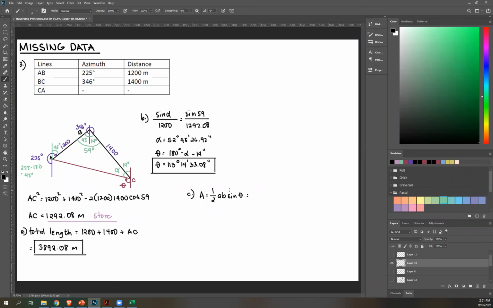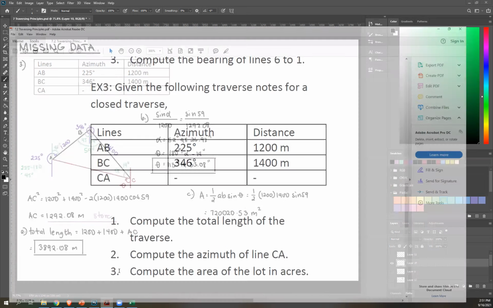I can just use any two sides since we've basically figured out all of the angles. I'll use this one. Side, the angle between, because that's based on the given only. I don't have to rely on the computed values if I use that. So 1/2 times 1200 times 1400 sine theta, angle between them, which is 59. Okay, so I'm gonna solve. That is 720,020.53 meters squared.